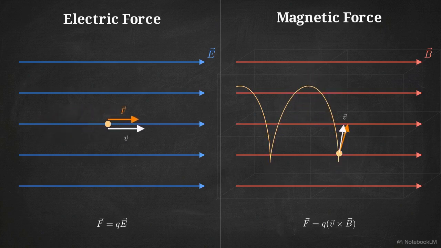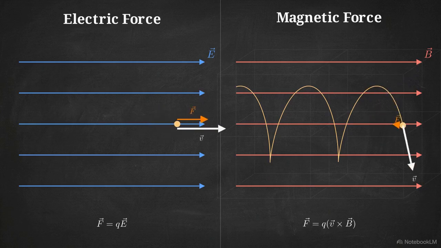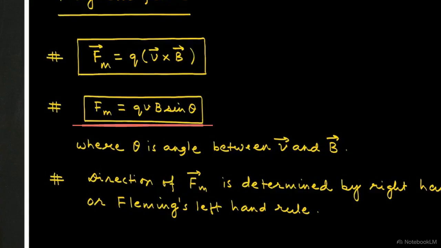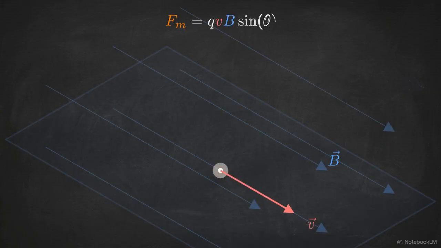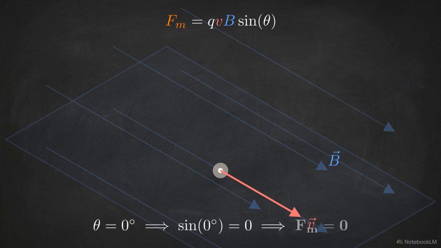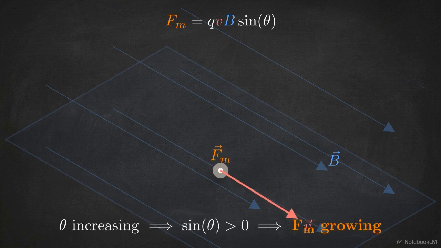The magnetic force behaves with far more geometric complexity. This equation isolates the scalar magnitude of the magnetic force. It requires the charge, Q, speed, v, and magnetic field, B. But the crucial factor is the sine of theta, the precise angle of attack between the particle's velocity and the magnetic field. If a particle moves perfectly parallel or perfectly anti-parallel to the magnetic field, theta is 0 or 180 degrees. The sine drops to 0, and the field exerts zero force.